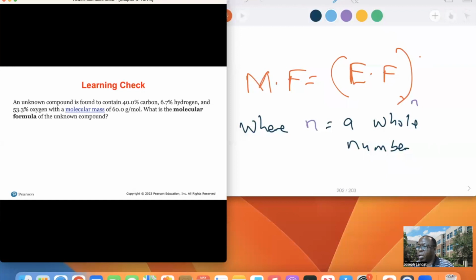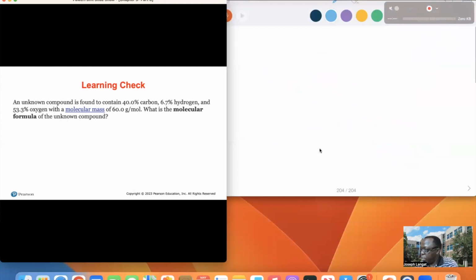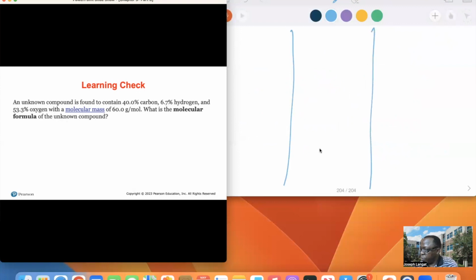Let's say we are asked to find the empirical formula for a compound. A known compound is found to contain 40% carbon, 6.7% hydrogen, and 53.3% oxygen, with a molecular mass of 60. What is the molecular formula for that compound? For the molecular formula, we need to proceed this way. First, you need to find the empirical formula.